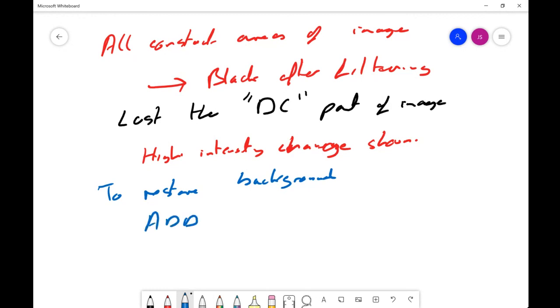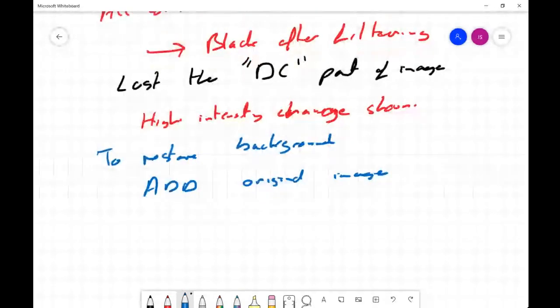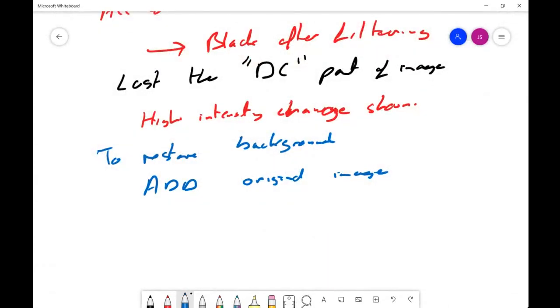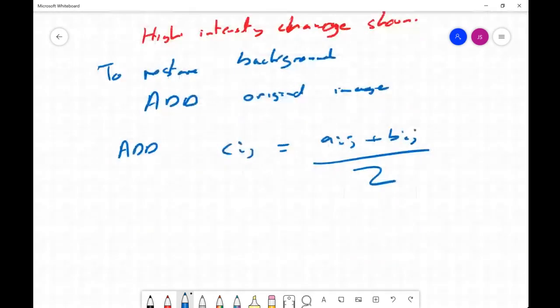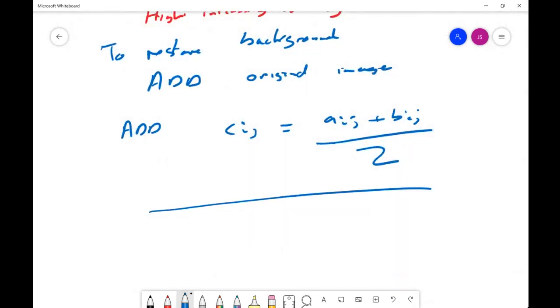Add, using an image add, the original image. And that will restore the background in different colors or shades, and it will show the enhanced edging. And the add algorithm, of course, is the output Cij equals Aij plus Bij, the 2 pixels you're adding. This would be the filtered image, this would be the original, and if we're doing this, the correction factor is divide by 2. So that's where we were last week.